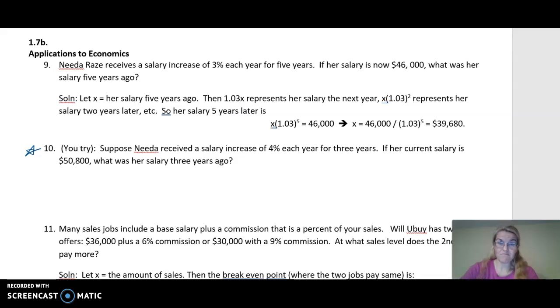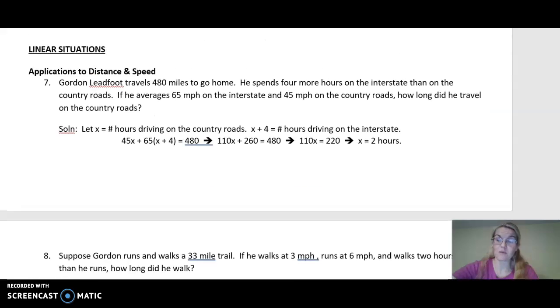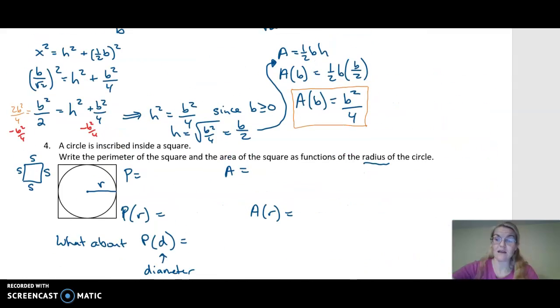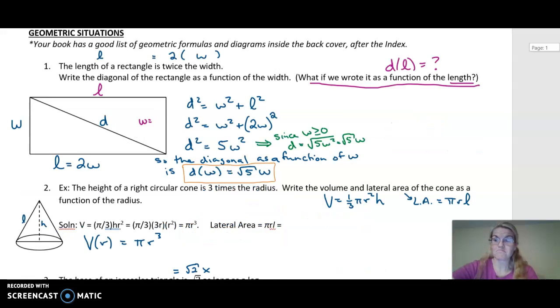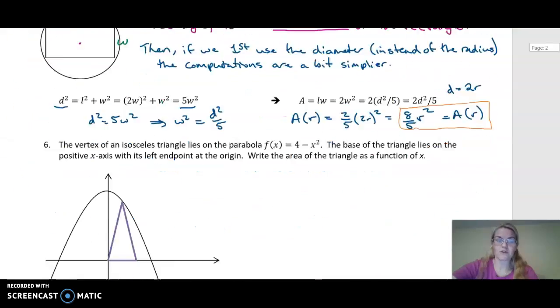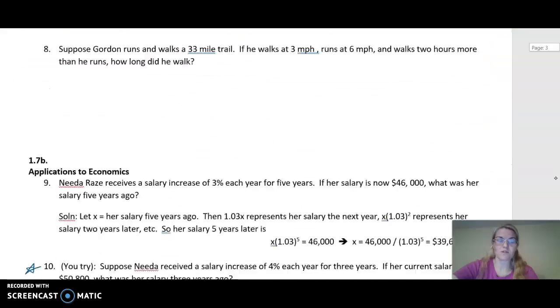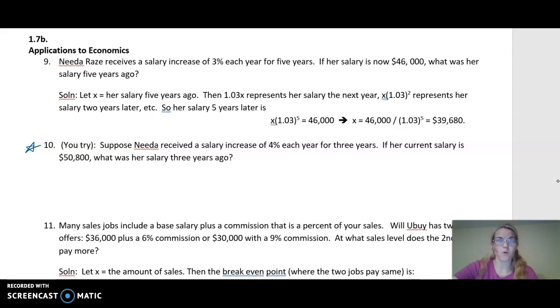On Monday, your quick check on 1.7 will actually be coming from 1.7a. So I highly recommend that you go back over all your different geometric situations. If you know how to do all the problems on these class notes, you will be all set for your quick check on Monday. But we are going to talk about applications to economics.